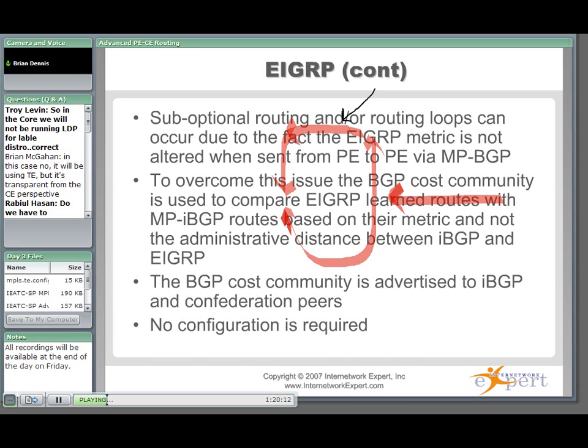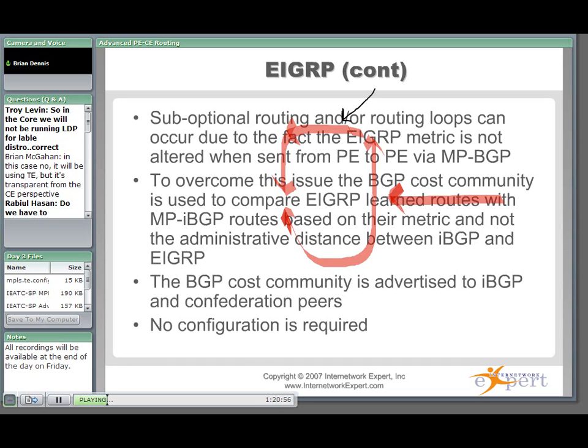So what you have is a situation where, if I'm using MPLS VPNs, I can't have a backdoor link using EIGRP here. So I can't have a backdoor link here because of this issue. So what's been added in, and this is done automatically, is something called a cost community. What the cost community does is allow the comparison of an IBGP route to an EIGRP route based upon the metric, irrespective of the administrative distance of the two protocols. So it's going to look at the metric of the two routes to determine which one it will use. And that's done for you automatically here.